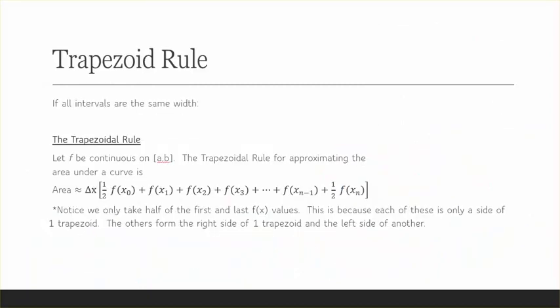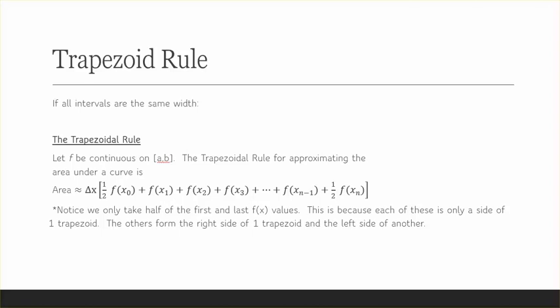Now, in that last example, we had trapezoids that had different heights or different widths on the x-axis. If we have all the intervals the same, we can use a formula called the trapezoidal rule. So when we find the area, we start by finding delta x. That's the width of each of our intervals. Then we're going to multiply that times the sum of all the bases. Now the bases are going to come from the f of x values.